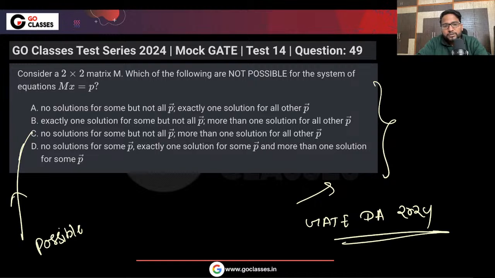So this question is not a very hard question. This is an easy question only. Let me just solve this question. Some people are asking why this A is not the answer.